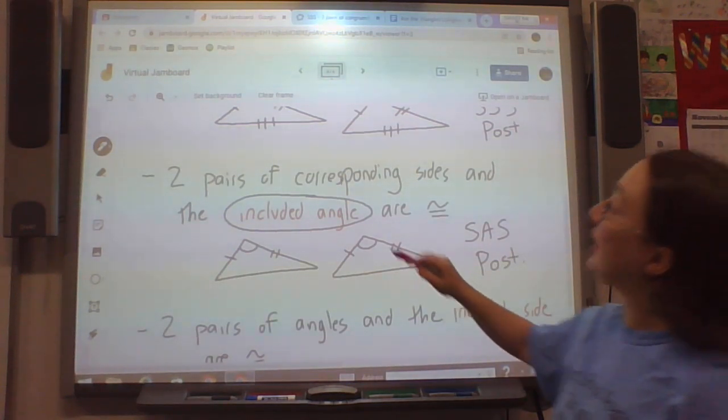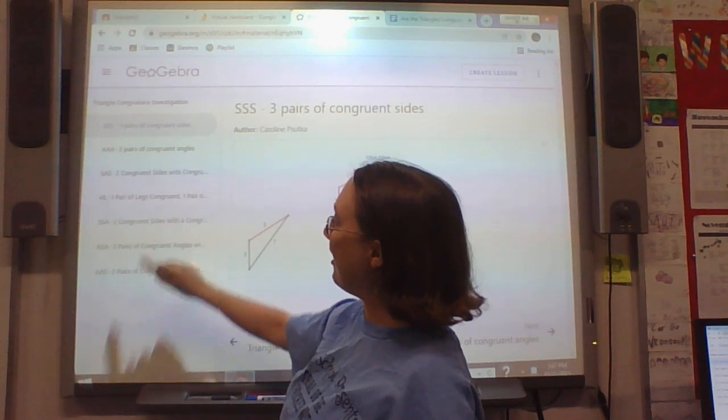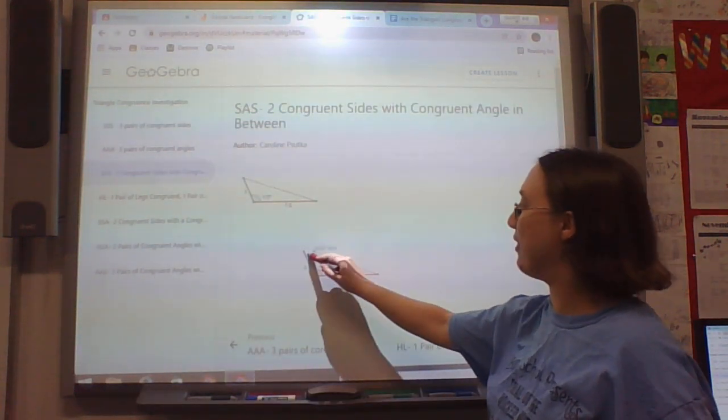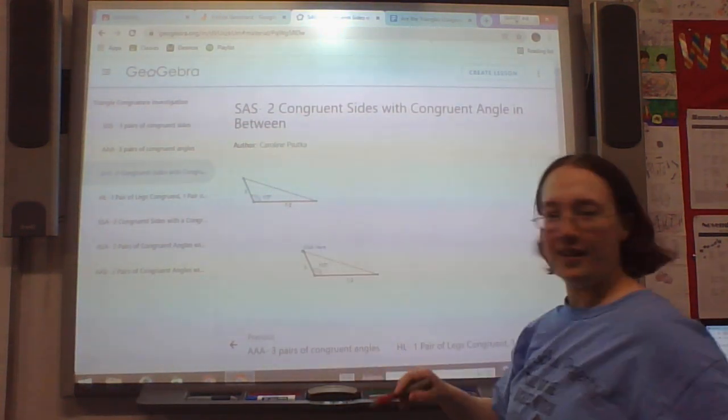And again, if you want a closer look at why, feel free to click over here and click on side angle side, and you can play around with those side angles. It's a lot of fun.